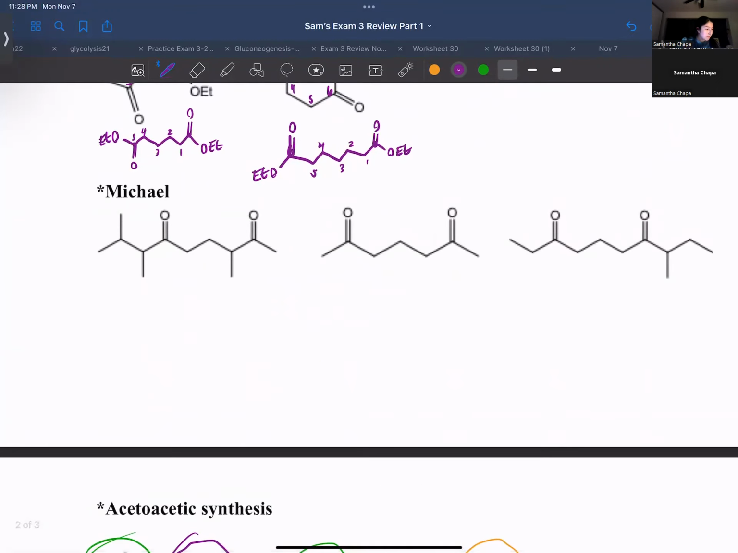Last one, Michael. So for this one, you need a Michael acceptor, which is just the alpha beta unsaturated, right? Okay, let me see if I have my notes on this one.